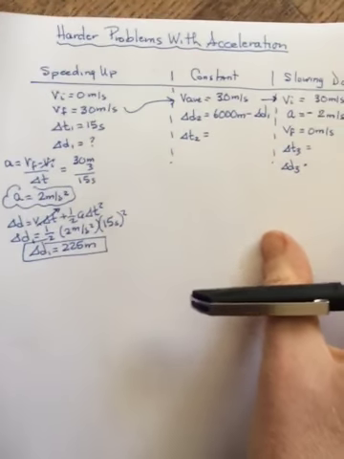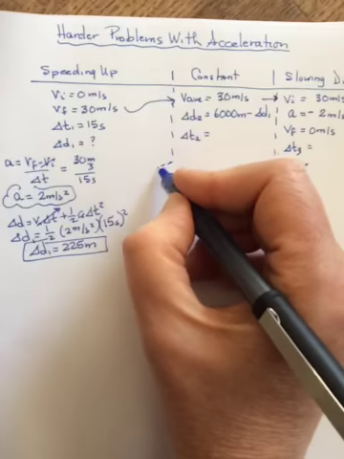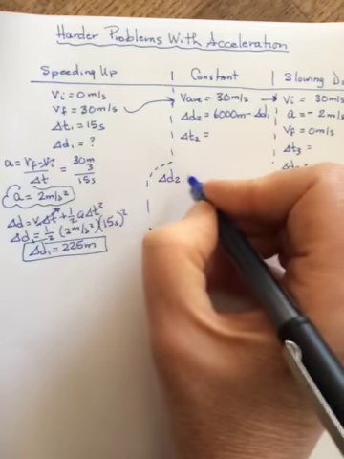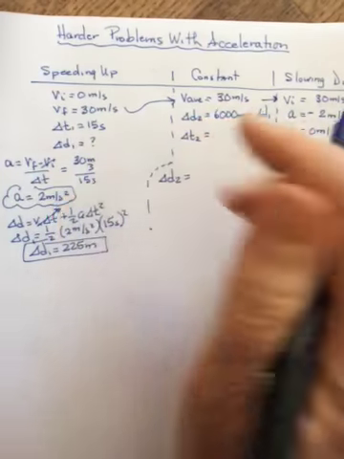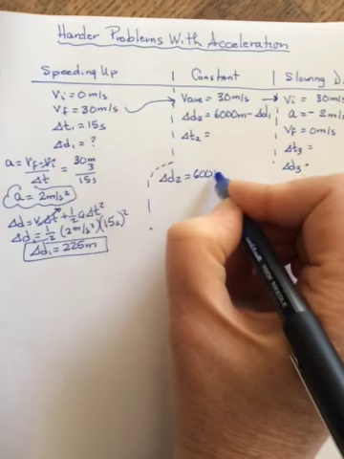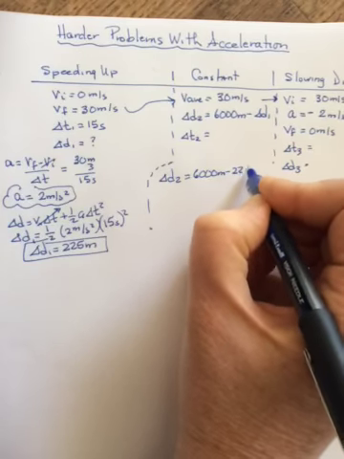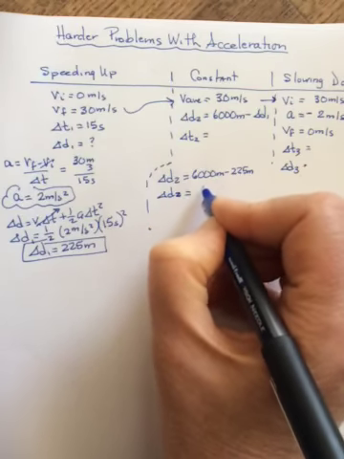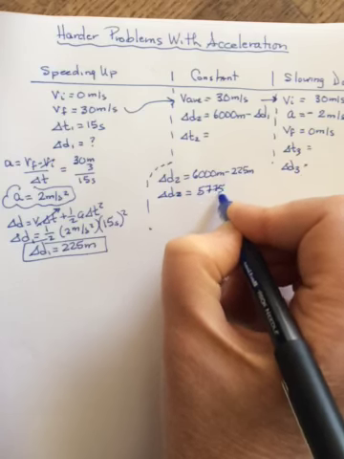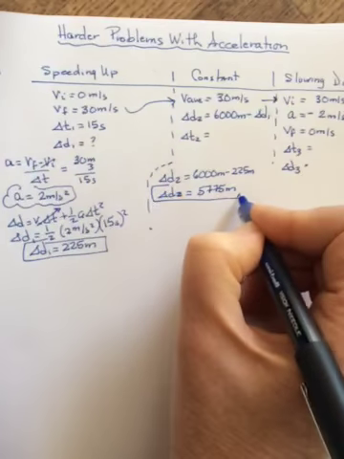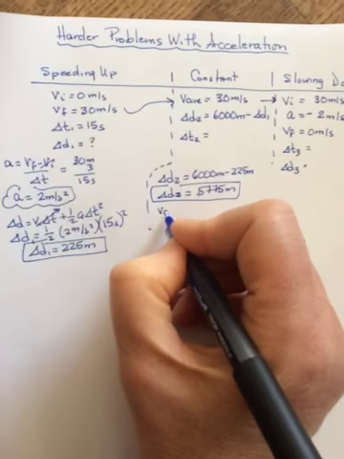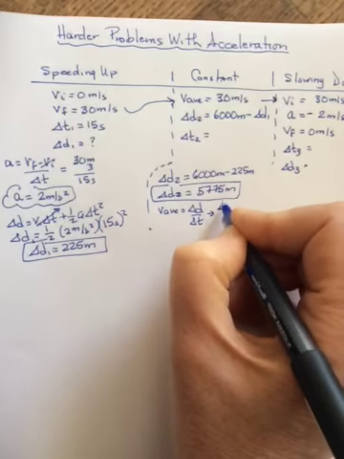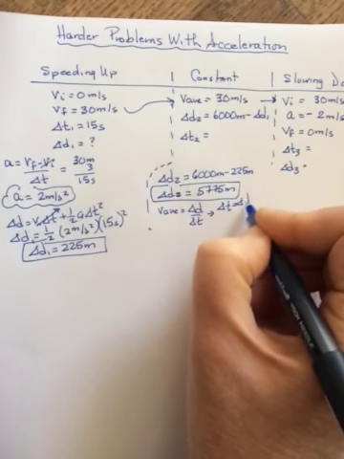Okay, so now we go to 2. So we can find our delta D2 now, because we know delta D2 is equal to 6,000 meters minus delta D1, right? Because the two of them have to add together to be 6,000. So 6,000 meters minus 225. So delta D2 then is equal to 5,775 meters. And now I can find my time, because I know VAV is equal to delta D over delta T. So delta T is equal to delta D over VAV.